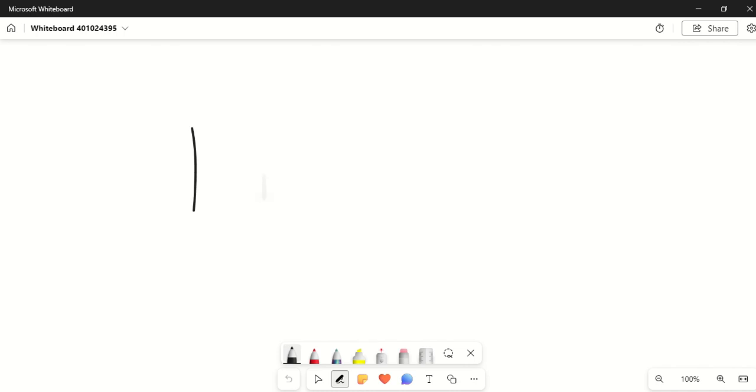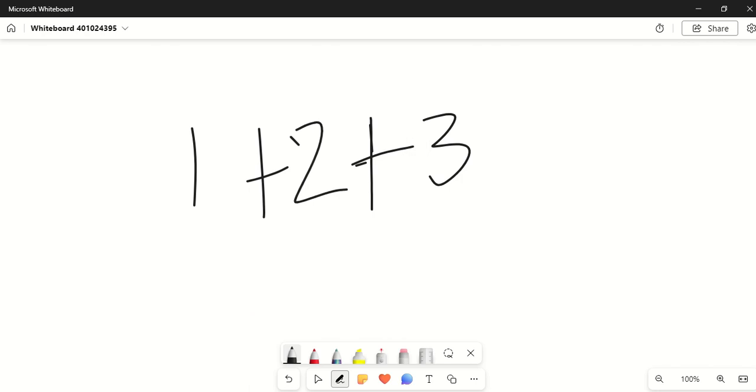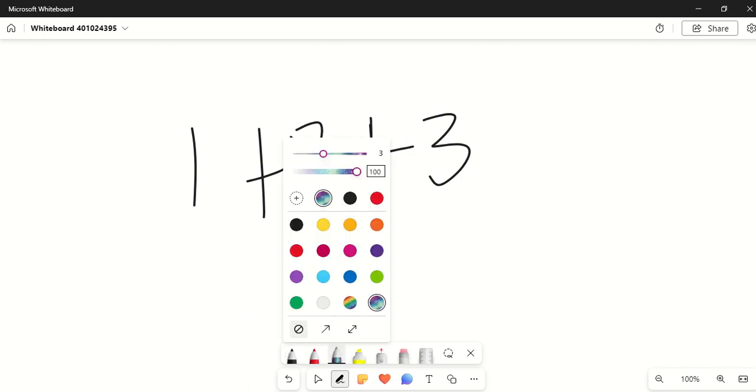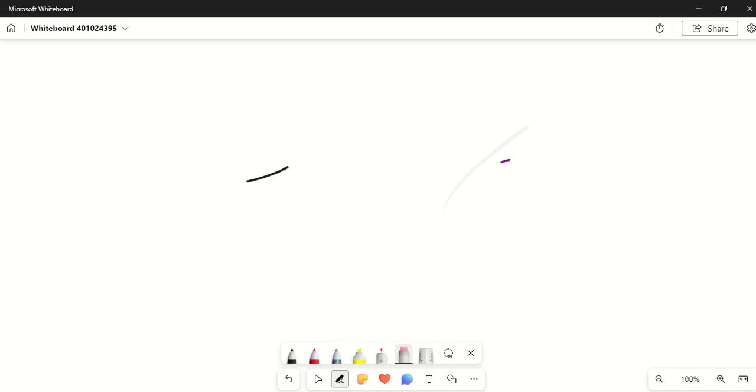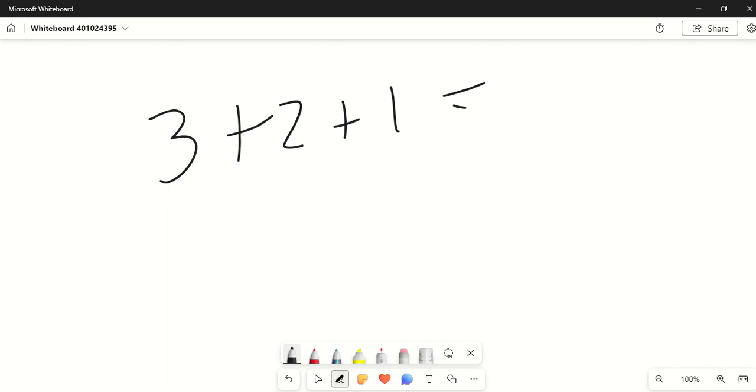If I do 1 plus 2 plus 3, and for some reason things are not registering, there we go, this will be 6. No matter which way I do this, 1 plus 2 is 3, plus 3 is 6. Now, if I switch up some of these numbers, it will still be 6. So if I do 3 plus 2 plus 1, 3 plus 2 is 5, plus 1 is still 6. The order in which I add these up does not matter.